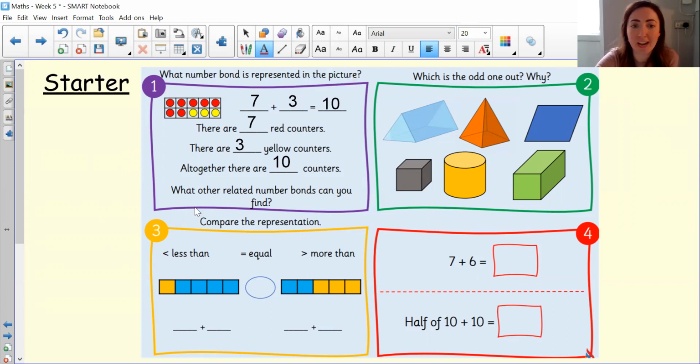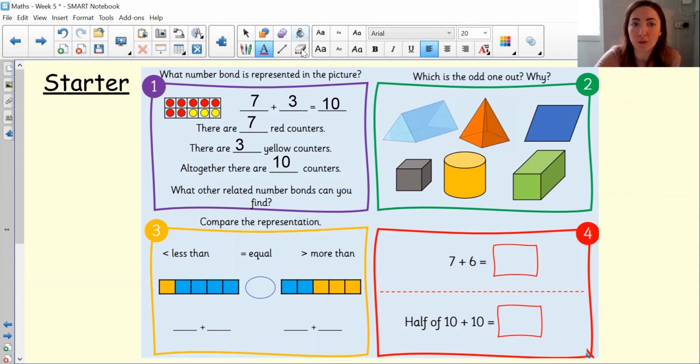And for any other related number bonds, you could have written 3 add 7 equals 10, 10 equals 7 add 3, 10 equals 3 add 7, or subtraction number bonds as well. 10 minus 3 equals 7, 10 subtract 7 equals 3, 3 equals 10 subtract 7, 7 equals 10 subtract 3. Any of those would be spot on.